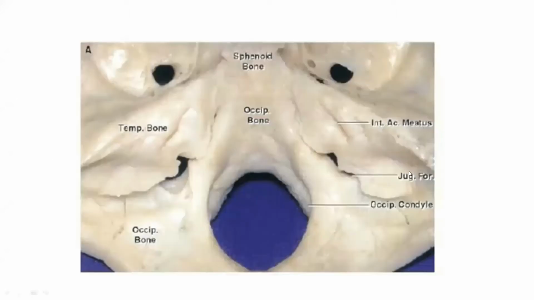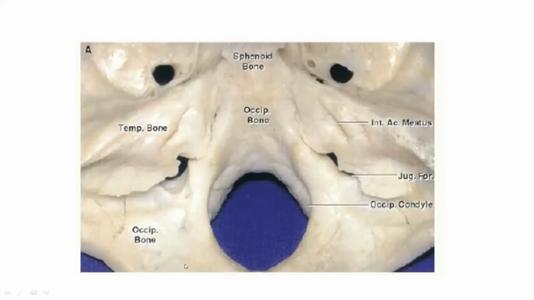So this is a gross anatomy of the skull base in this portion. We know that this is the posterior fossa, which is formed by the occipital bone. We also have a contribution from the temporal bone. This is the petrous part of the temporal bone, and this is the clival portion. And this is the foramen magnum.